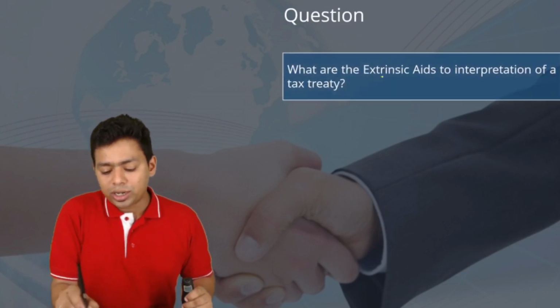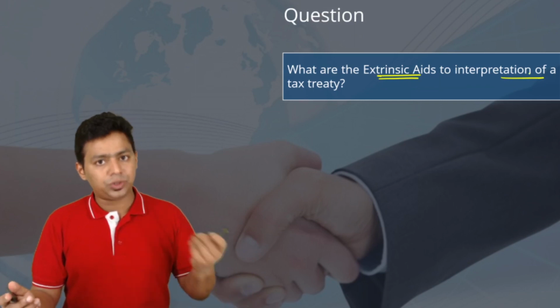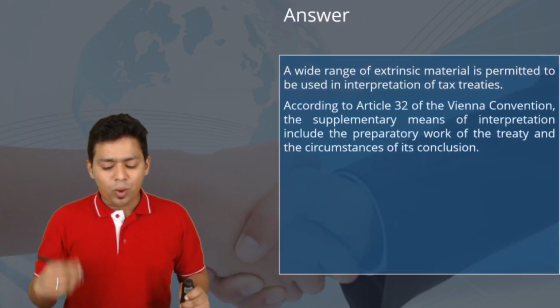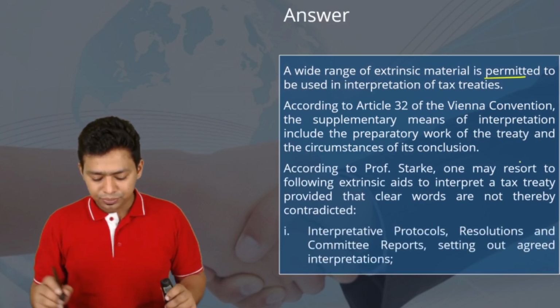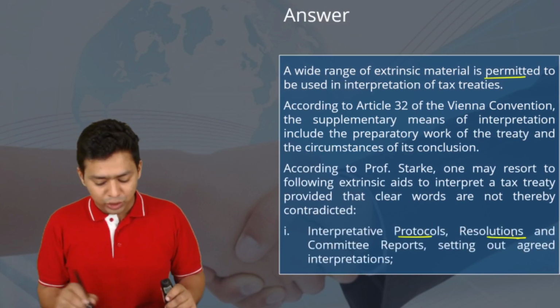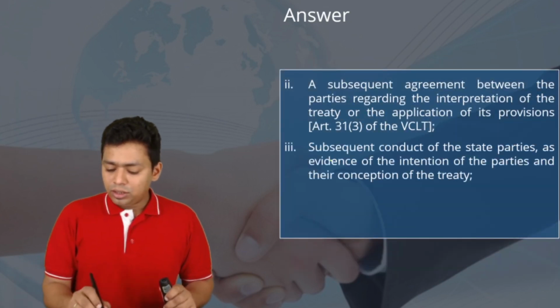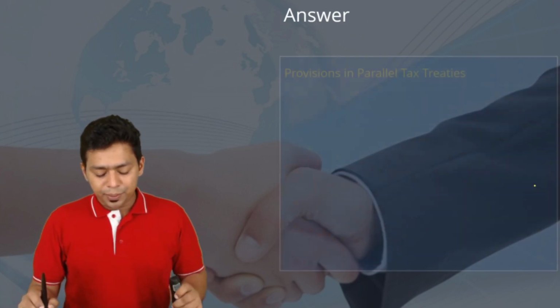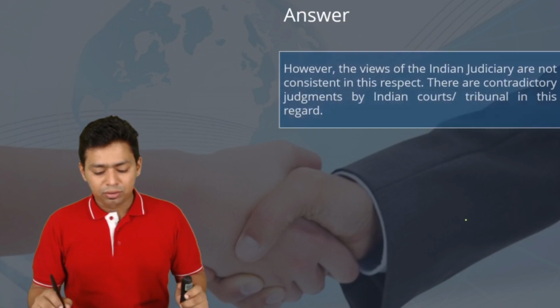Next question. What are the extrinsic aids to interpretation of a tax treaty? This is also done. External aids. A wide range of external material is permitted. So many things you can use. Interpretative protocol, resolutions, committee reports setting out agreed interpretation, subsequent agreement between parties. So many things. Provisions in parallel tax treaties. This also can be done.